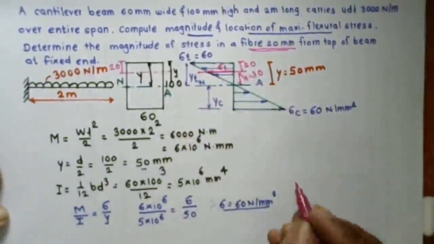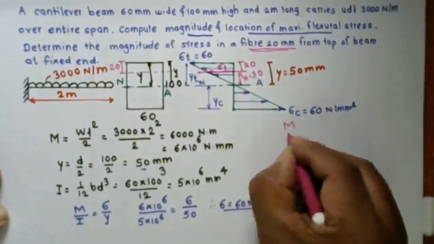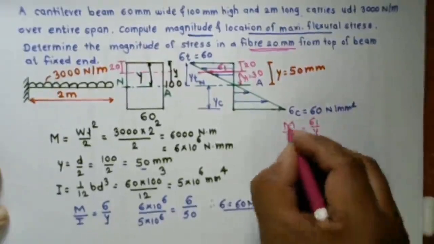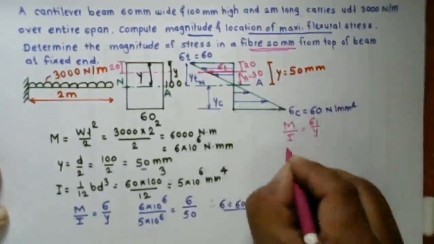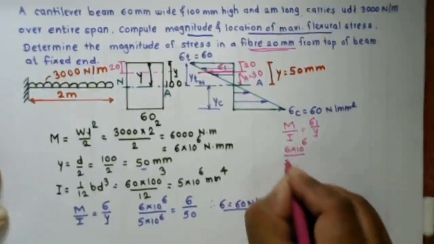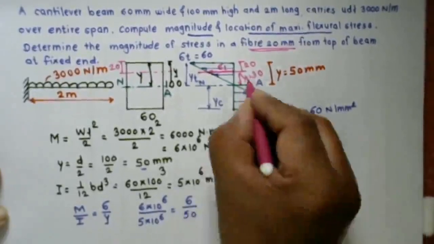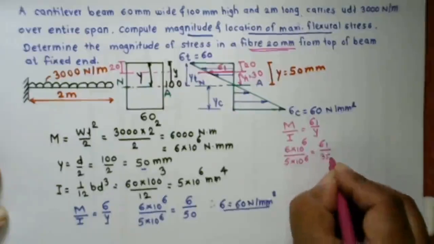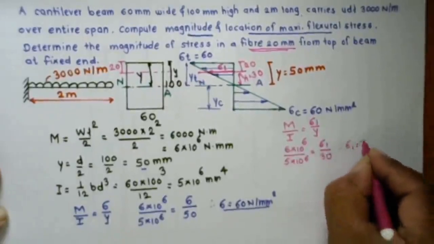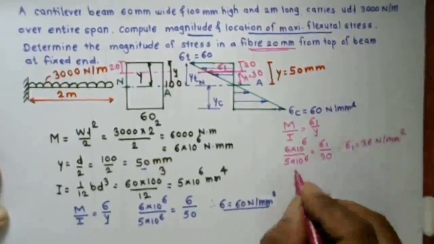This stress we may calculate in both ways. In the first way, you may simply write the equation M upon I is equal to sigma 1 upon y. M we already calculated, 6 into 10 raised to 6, I is 5 into 10 raised to 6, sigma 1 is unknown, and here we have to take y1 is equal to 30 mm. Therefore sigma 1 is equal to 36 Newton per mm square. This is the one way.